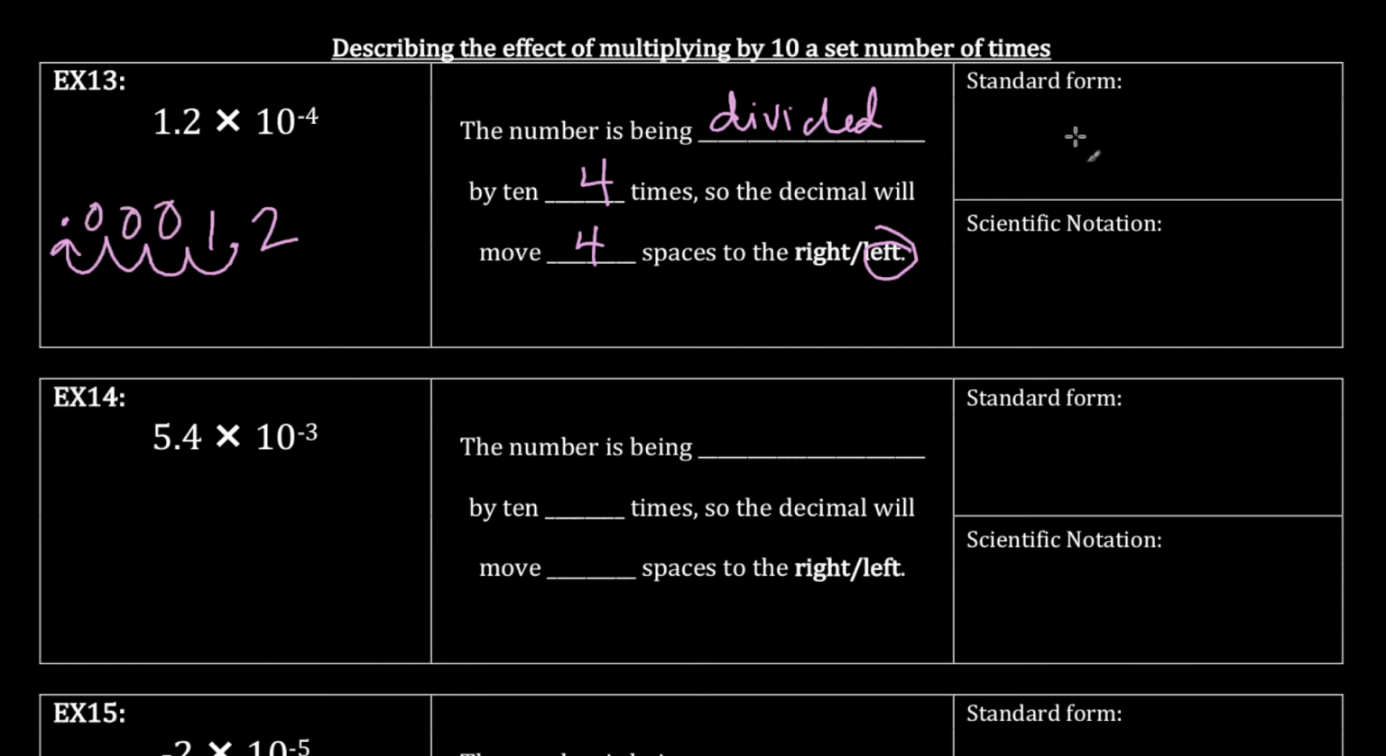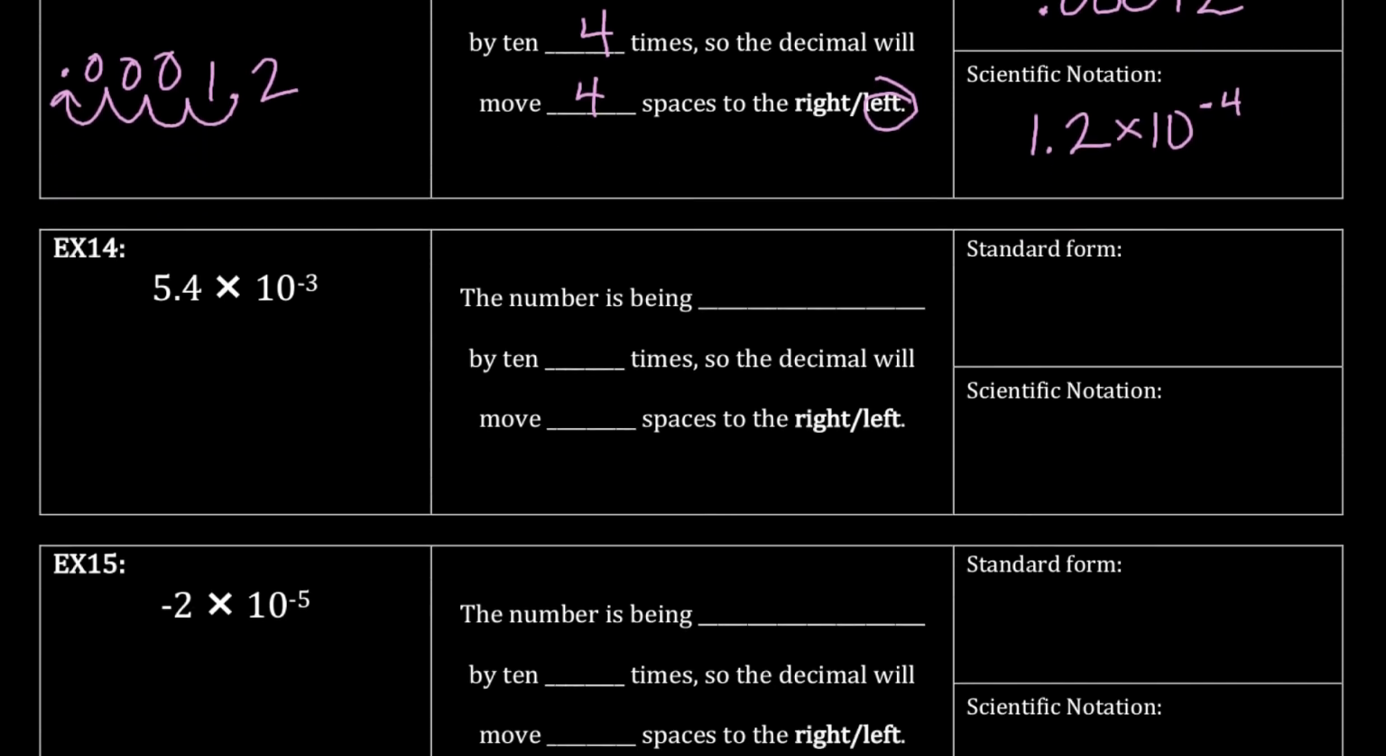So our standard form is this number right here. And our scientific notation was originally given to us as 1.2 times 10 to the negative 4 power.